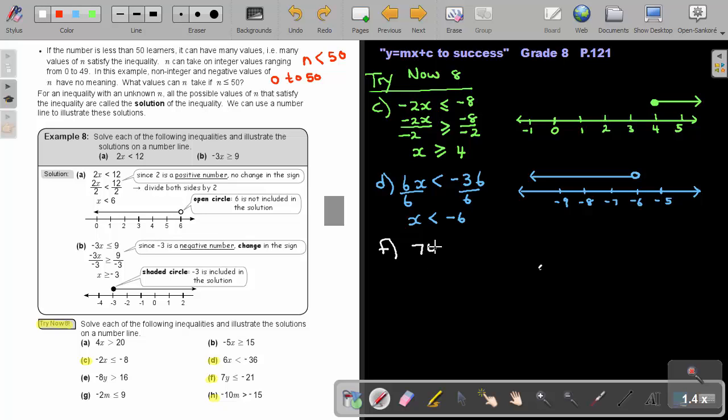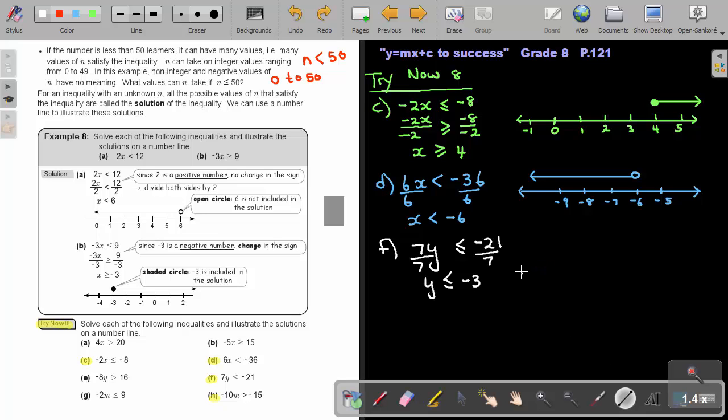Okay, and then number F. This is 7y is smaller and equal to negative 21. So basically in this case, I'm just going to divide by 7. So y is smaller and equal to negative 3.